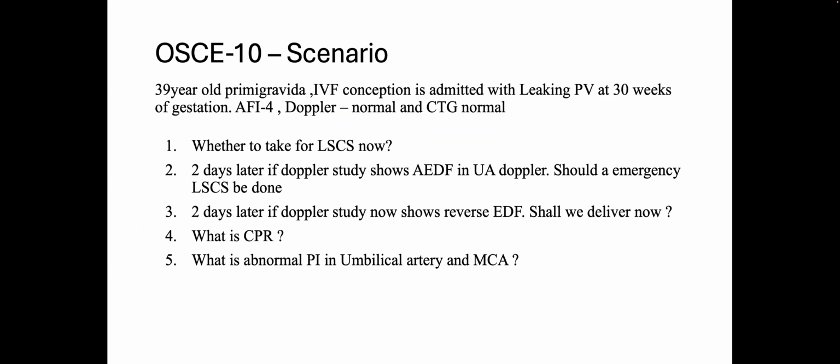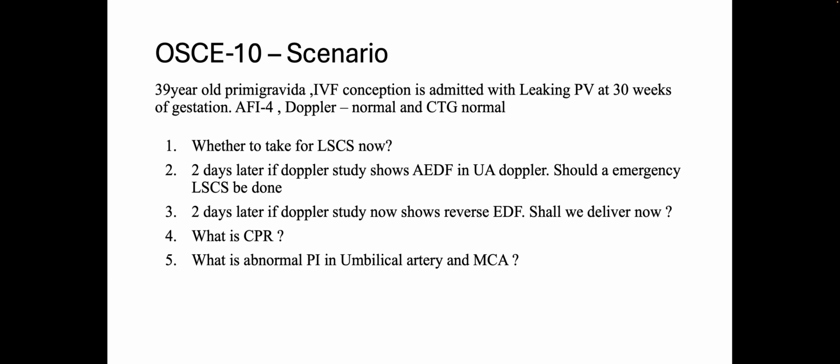So I'll come to the last OSCE. We'll finish exactly in an hour. OSCE 10 says: a 39-year-old primigravida, IVF conceived, is admitted with leaking PV at 30 weeks of gestation, has an AFI of 4, Doppler normal and CTG normal. What decision do you take for this baby? Do you want to do LSCS or not on this baby?